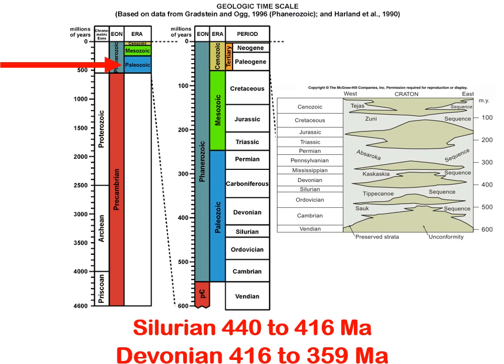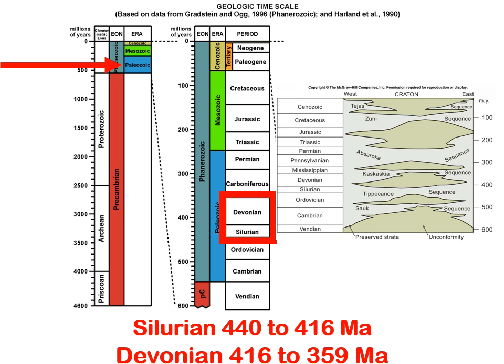So the Silurian and Devonian periods took place about 440 to 416 and 416 to 359 million years ago, respectively. This is right here in the middle of the Paleozoic. And if you remember, we had a trend in the early Paleozoic of the Cambrian and the Ordovician with increasing sea levels. Yes, we had the regression in between the Sauk and Tippecanoe sequences, but there was still a general trend of sea levels going up.